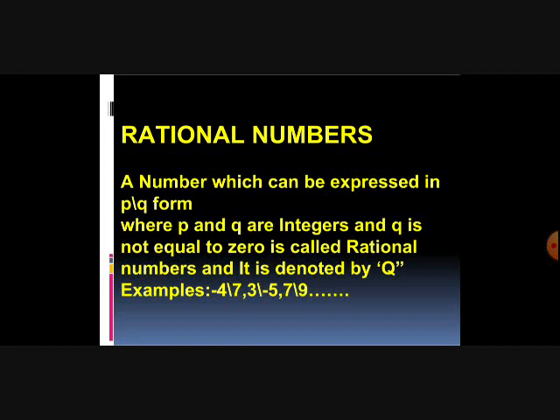Both are integers, that is they can be positive, negative or 0. But here we have an assumption. q should not be equal to 0. That is, the denominator should not be equal to 0. The reason for this is any number by 0 is not defined. So this is the reason the denominator should not be equal to 0. Some of the examples are minus 4 by 7, 3 by minus 5, 7 by 9 and so on.